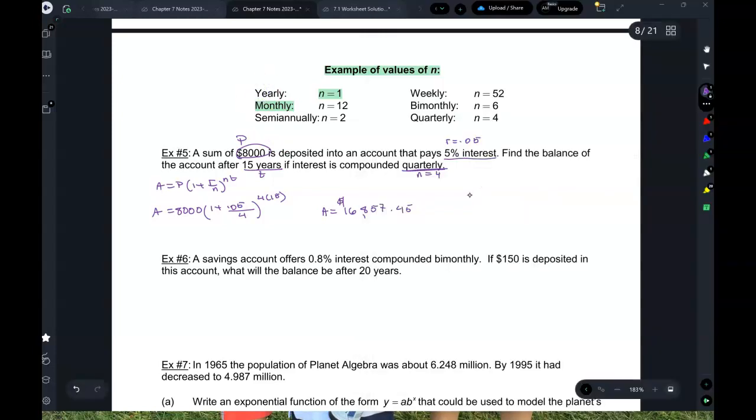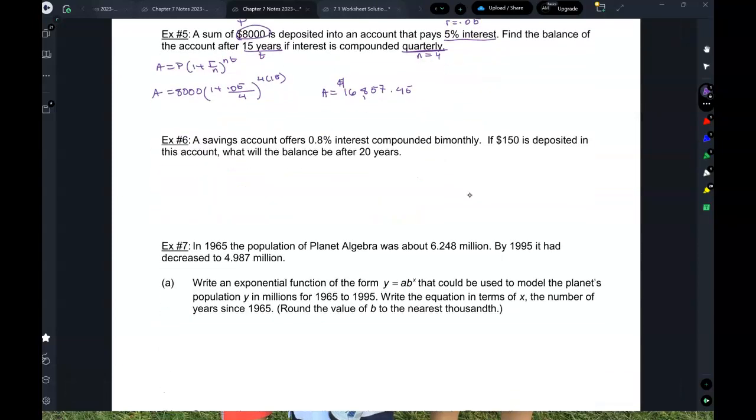All right, any other questions? A savings account offers 0.8% interest compounded bi-monthly, so n equals 6. If 150 is deposited in this account, what will be the balance after 20 years? So A is equal to 150, that's the initial amount, times 1 plus R. What's R going to be? 0.008, be careful, over 6, to the power of 6 times 20.